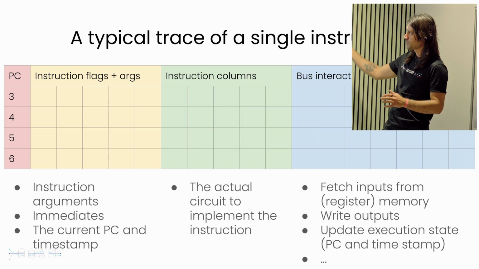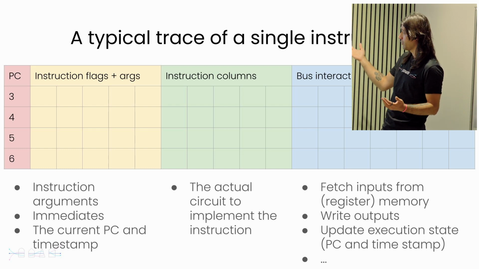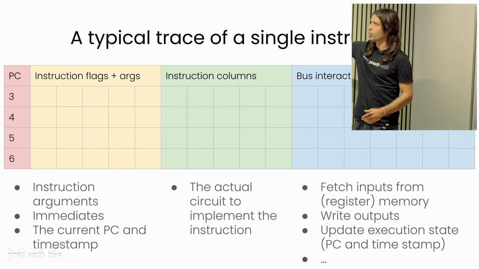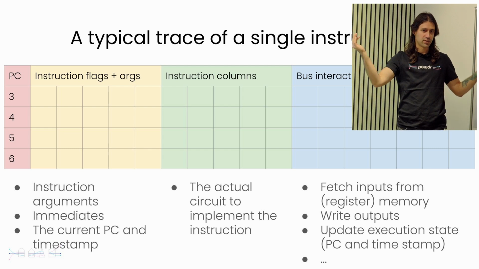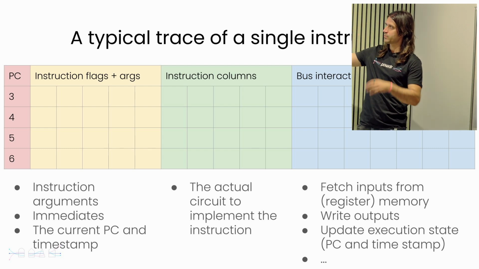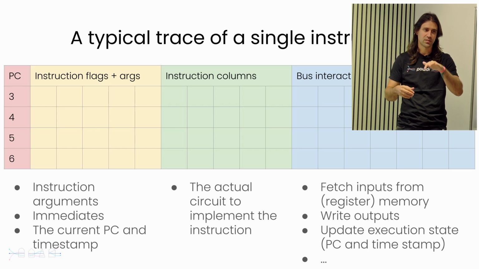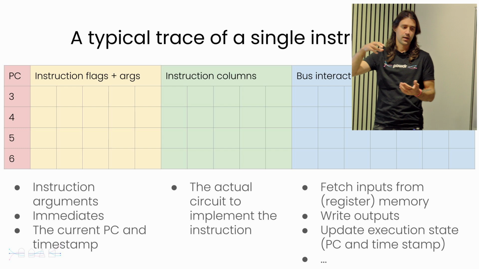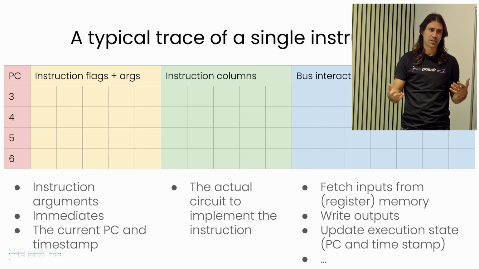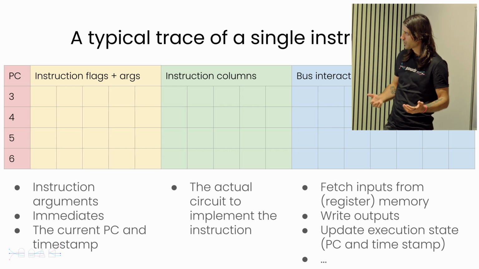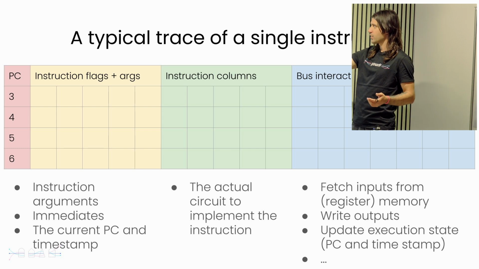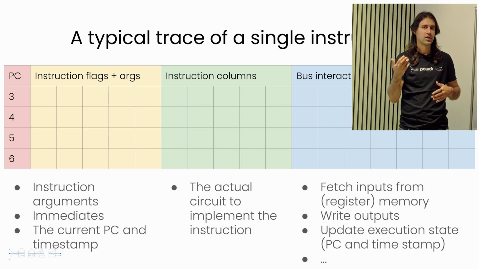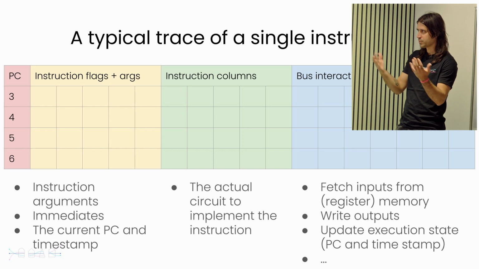So this is just a quick visualization of what it looks like. You can think about one row as all the data you need for one instruction. You're going to have some instruction flags and some instruction arguments that tell you where you are and what you're doing. The instruction columns, which represent the actual computation being verified in that instruction. And then what we call bus interaction columns, which is how you communicate with memory, with some of the registers and different machinery you have underneath.